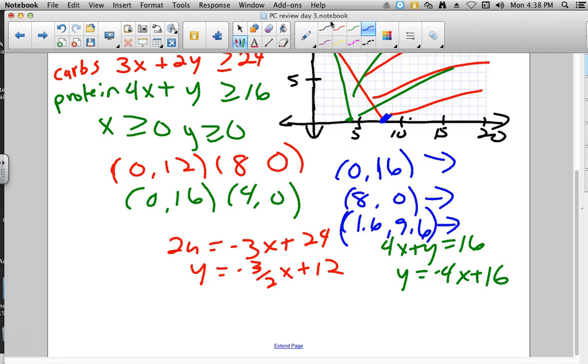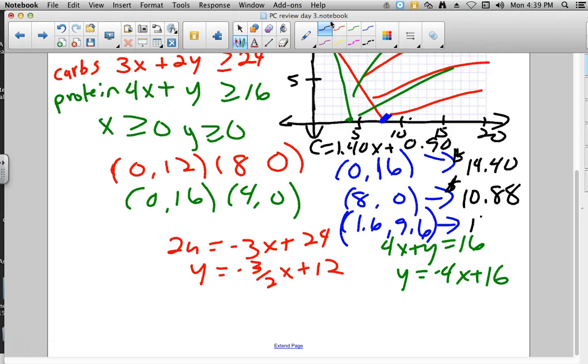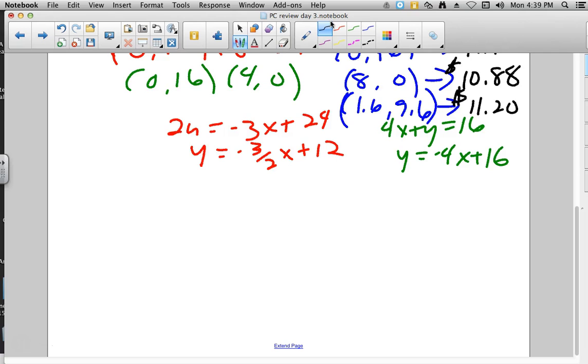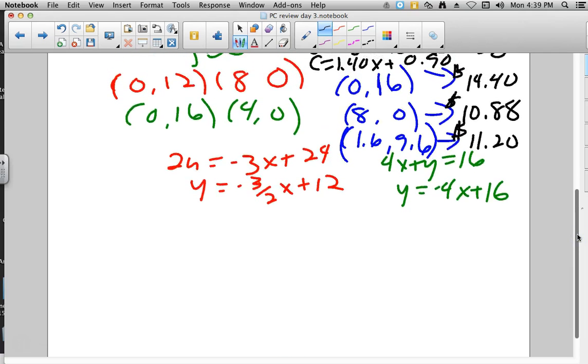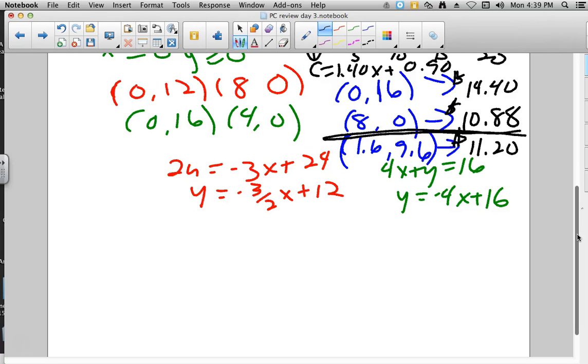All right, those buggers need to go into our objective function, and our objective function was C equals $1.40x plus 90 cents y. So this is going to be about money when we get done here. And 0, 16, put those numbers in for x and y and you get $14.40. 1.6, 9.6 is $10.88. And 8, 0 is $11.20. And we can only find the minimum because this does not have a maximum. It keeps going forever. So our minimum right here at 10.88.